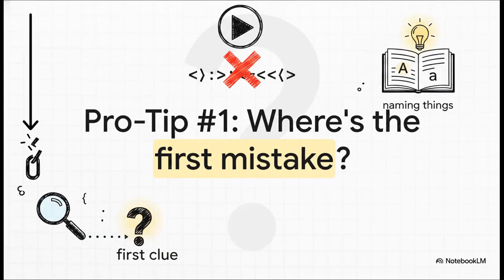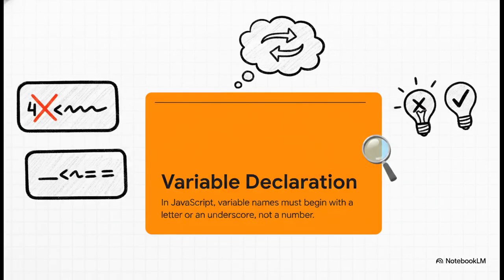All right, here's pro tip number 1 for you. When you're looking for a mistake, where do you start? Right at the beginning, always. And boom, right away we hit our first problem. See, a key rule in a lot of programming languages is how you name things, and that leads us right to our first clue. Okay, so take a look.